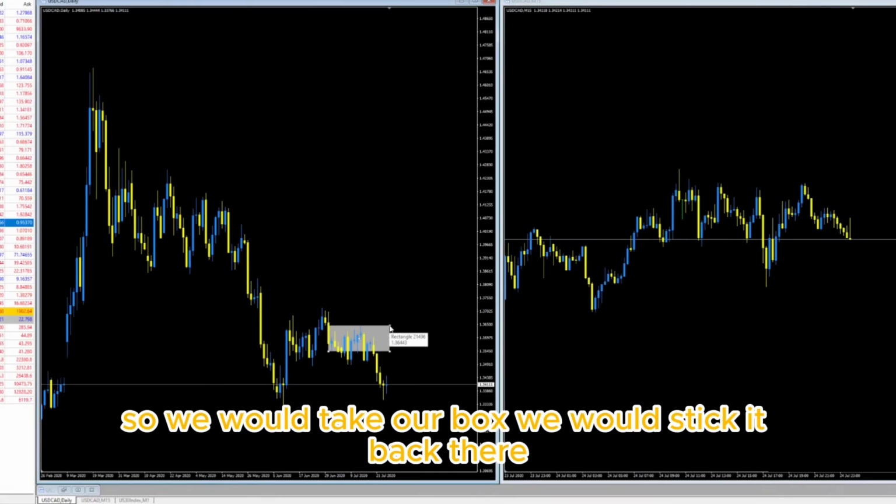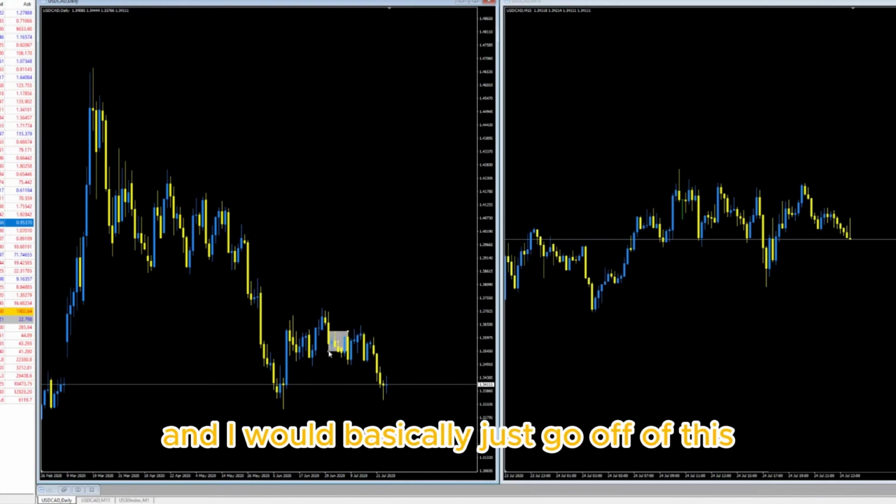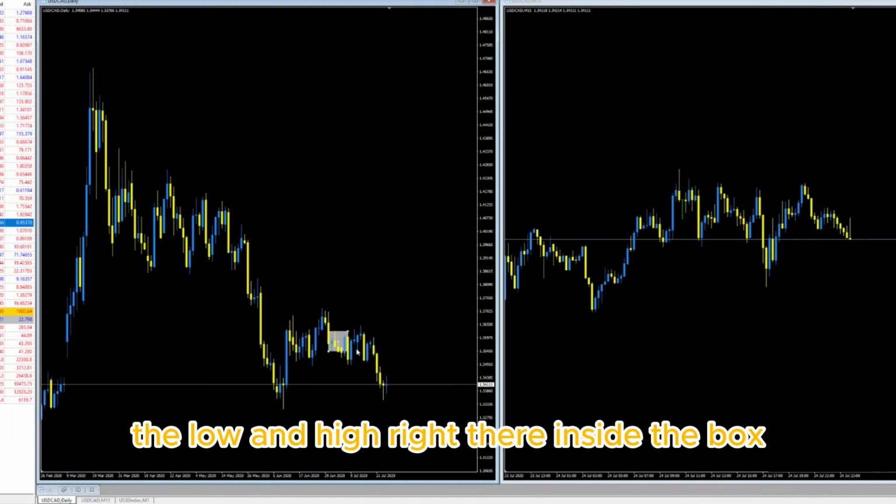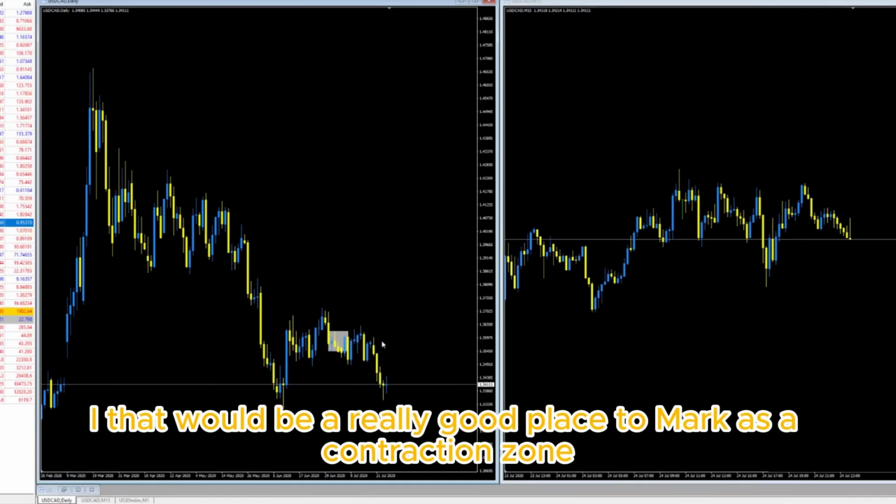So we would take our box, we would stick it back there, and I would basically just go off of the low and high right there inside the box. That would be a really good place to mark as a contraction zone.